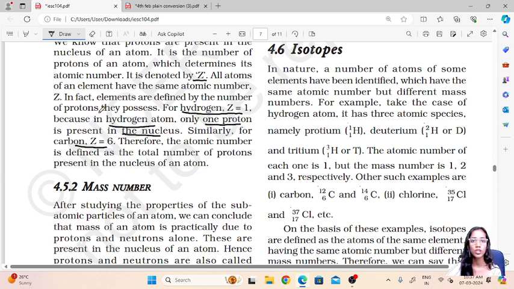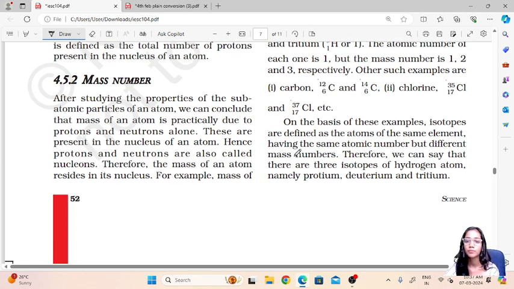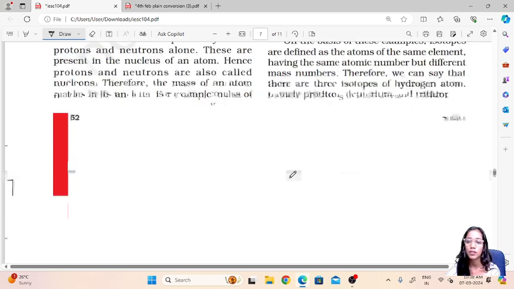Isotopes are atoms of the same element, not different elements. It can't be hydrogen and helium, no. They are atoms of the same element having the same atomic number but different mass numbers. This is a very famous example of hydrogen. The next example is carbon. Carbon has the same atomic number 6, but the mass numbers differ: 12 and 14. As well, chlorine has the same atomic number 17, but the mass numbers are 35 and 37. On the basis of these examples, isotopes are defined as atoms of the same element having the same atomic number but different mass numbers.